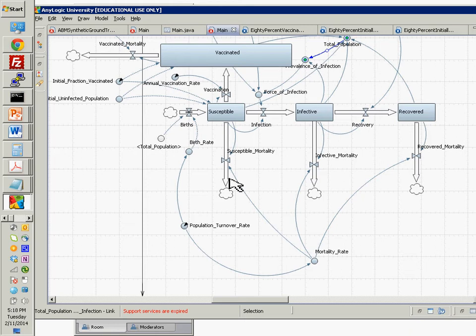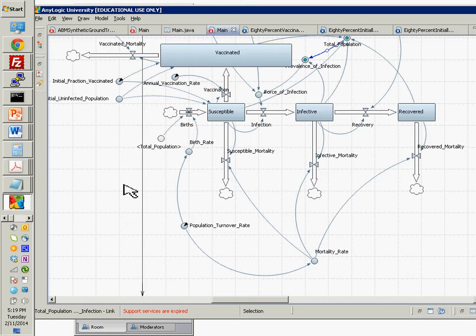So this little thing that looks like a slice of pie, what is that? It's a parameter. And a parameter is going to serve two functions in AnyLogic, okay? It's going to serve as a way of communicating assumptions, and it's going to serve as a place to hold values. It's kind of a variable that holds assumptions.